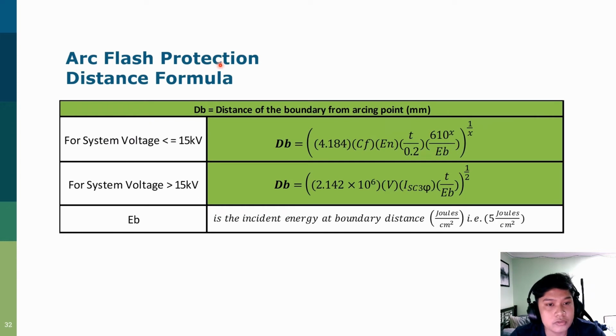Arc flash protection distance formula. B is the distance of the boundary from the arc point in millimeter. For system voltage under 15 kilovolt, this is the formula to be used. For over 15 kilovolts, this is the formula to be used. EB should be in joules per square centimeter, for example, 5 joules per square centimeter.